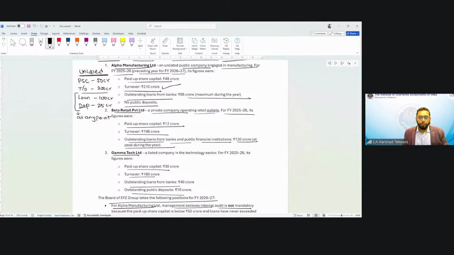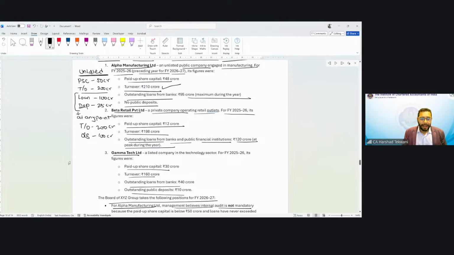Okay. So basically, for the private limited, every private limited, now we have only two conditions: turnover 200 crores, and outstanding loan from banks and public institutions 100 crores. Turnover 200, outstanding loan from any bank or any public institution 100 crores. Okay.